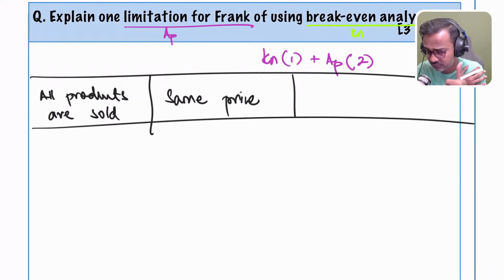All output is sold, price is not changed. There's a third one. Let's see. Very good. Yeah, so cost curves are linear.